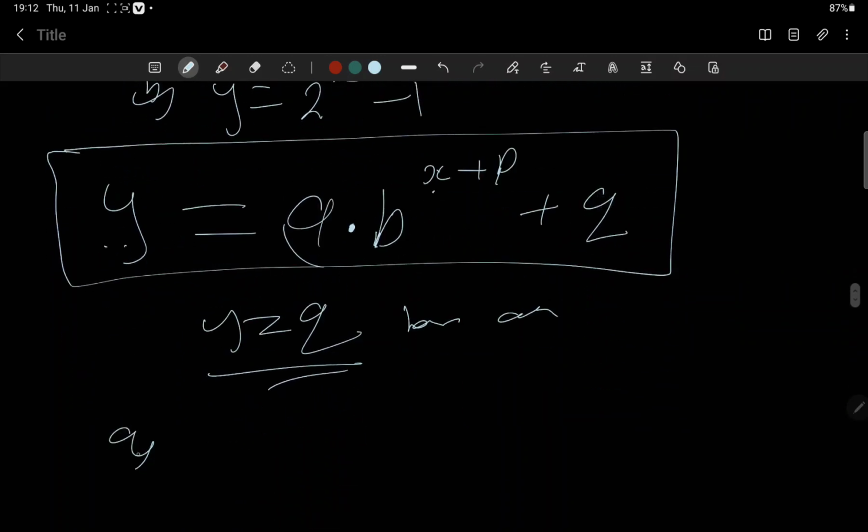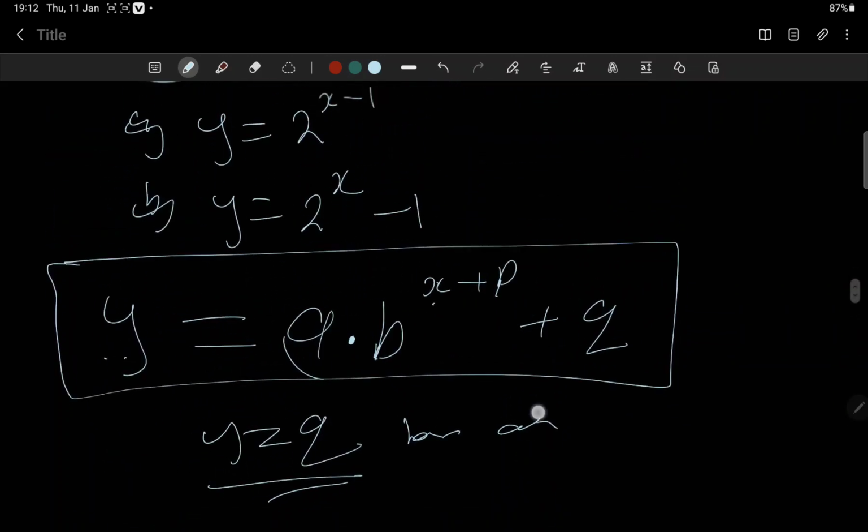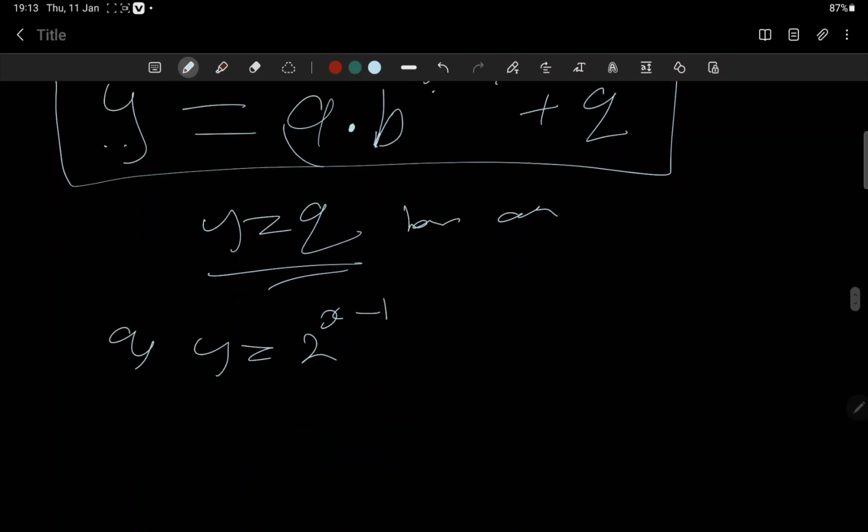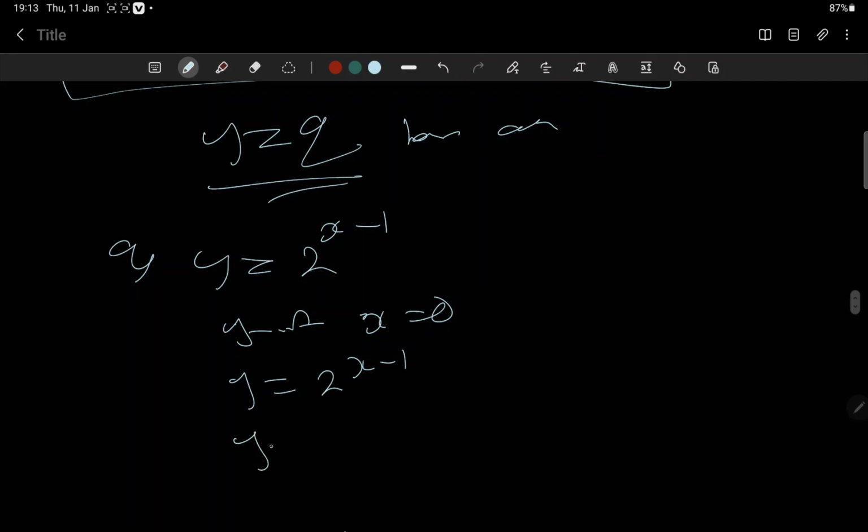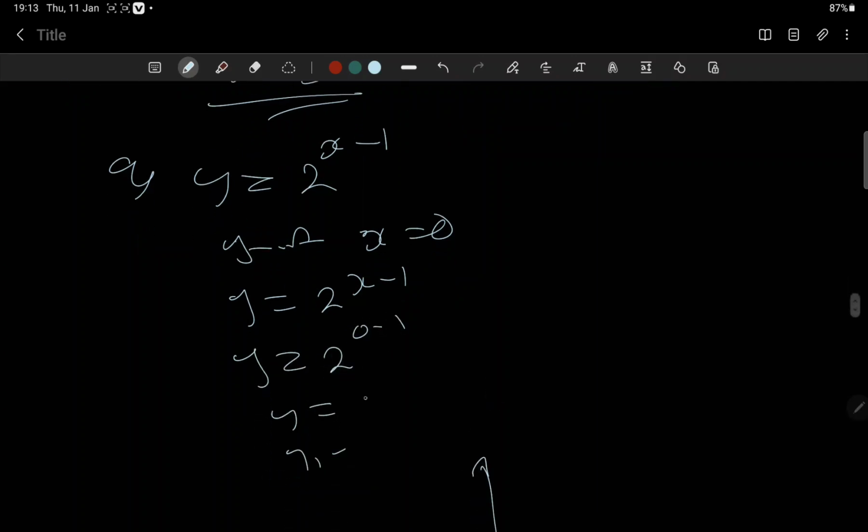So let's try example A. y equals 2 to the x minus 1. We're looking for the intercept. Let's look for the y-intercept. Y-int, this is x equals 0. y equals 2 to the x minus 1, then y equals 2 to the 0 minus 1. From your calculator, this will be 2 to the negative 1. This equals a half, or 1 over 2. And then the coordinate is (0, 1/2).